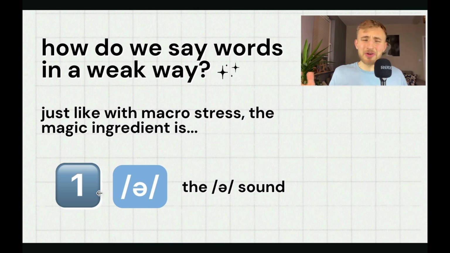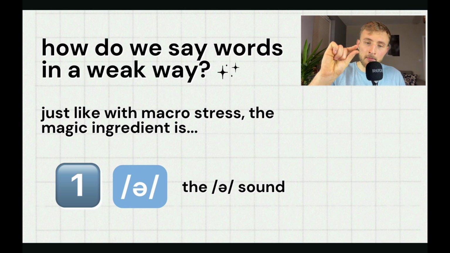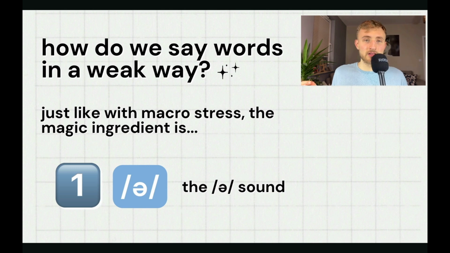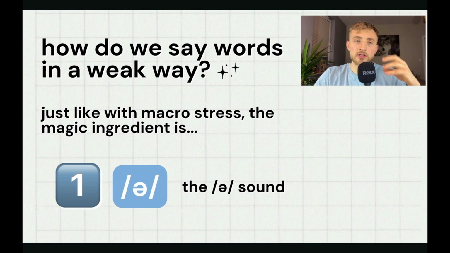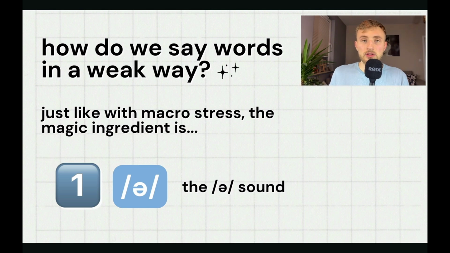Now, once again, how do we say words in a weak way? Just like with micro stress, the magic ingredient is once again schwa. Why? Because I already told you, schwa is the unstressed syllable. So it would make sense that it helps us unstress words. So once again, we're coming back to schwa to unstress entire words. Lazy, short, quiet. It's quite low in pitch as well. No mouth movement.